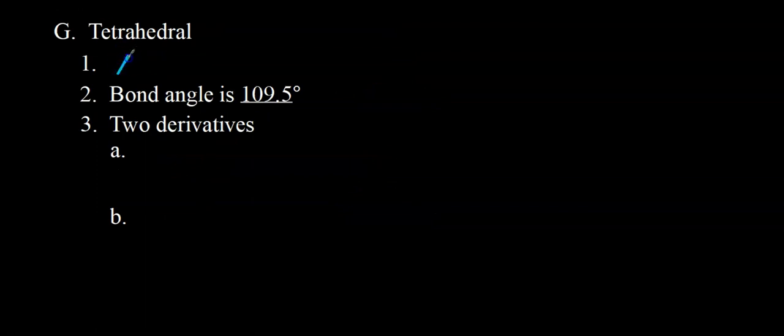Next we have tetrahedral. Generic formula AX4. Looks something like this. Now we're showing this two-dimensionally. It looks like the furthest that those electron groups can get from each other is 90 degrees. You've got to think three-dimensionally. In 3 dimensions, those electron groups can orient themselves further apart from each other than 90 degrees. So the bond angle is 109.5.